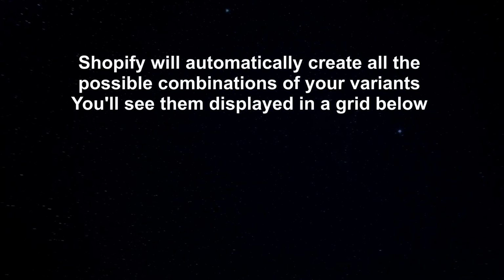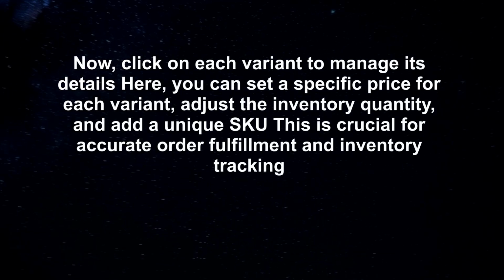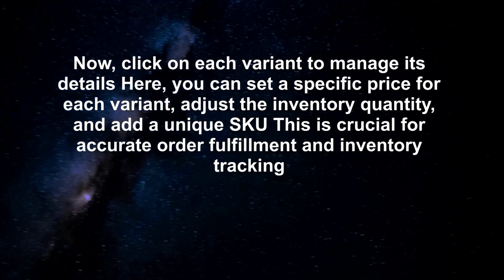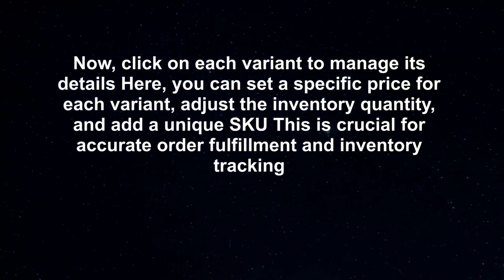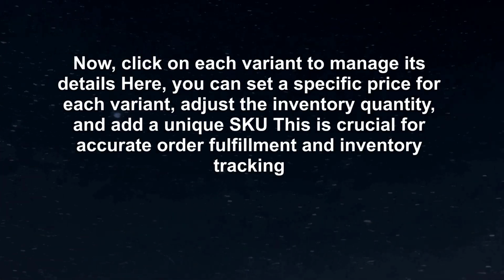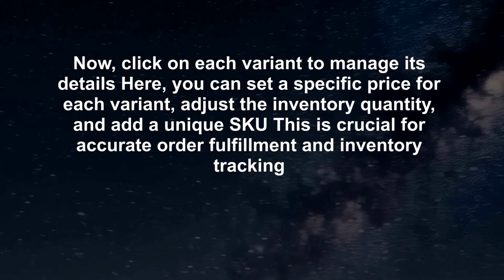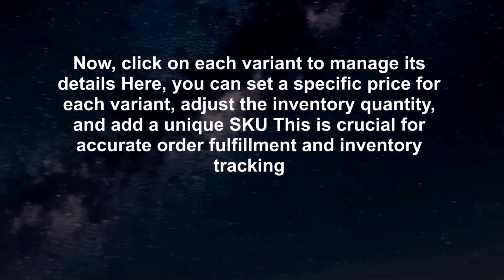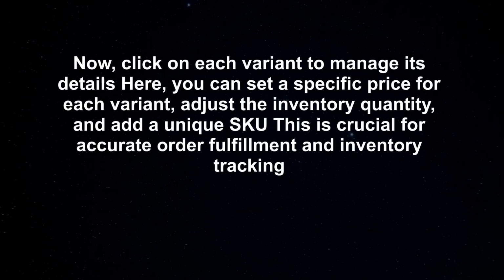You'll see them displayed in a grid below. Now click on each variant to manage its details here. You can set a specific price for each variant, adjust the inventory quantity, and add a unique SKU. This is crucial for accurate order fulfillment and inventory tracking.